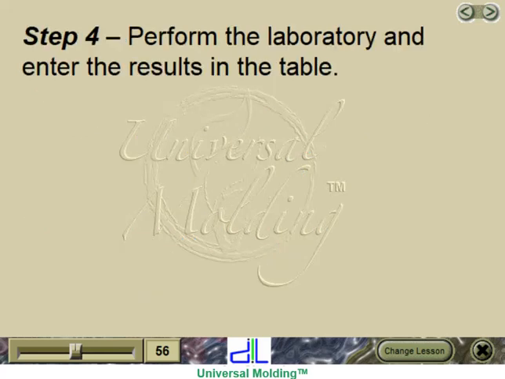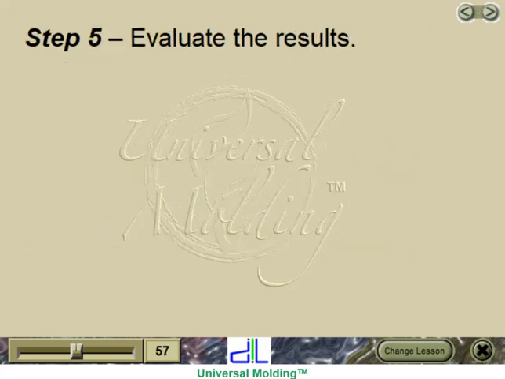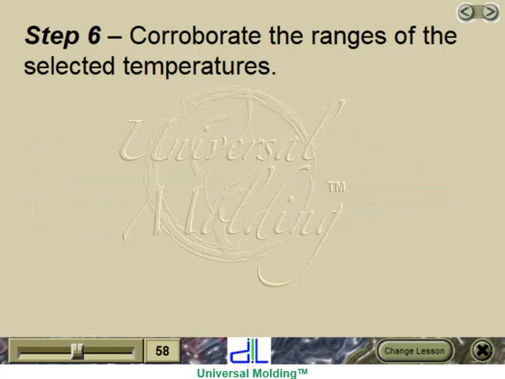Step 4. Perform the laboratory and enter the results in the table. Follow the protocol procedures that were approved for this laboratory and perform the experiments, complete the table, and calculate the corresponding averages. Step 5. Evaluate the results. Evaluate the results and select a temperature range that guarantees a measurement of the parts or the effect that you are looking for. Step 6. Corroborate the ranges of the selected temperatures.